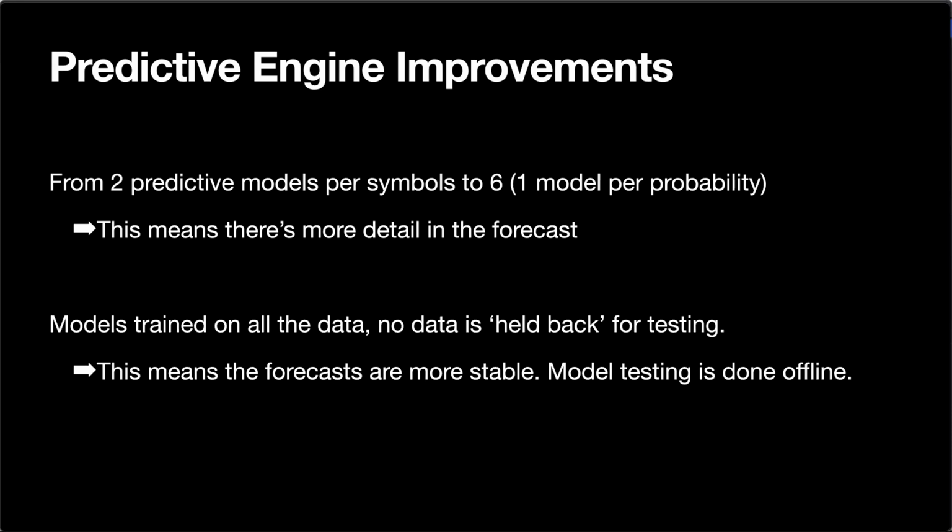No data is held back for testing. And this means that the forecasts are more stable. Model testing is now done offline so that the probabilities that you see are based on all of the price data that's there, not a subset of it. And this means that there's going to be less change in the model from day to day as the models get retrained. Models are still being retrained every night, but they're being retrained on all of the data, not a subset of it.